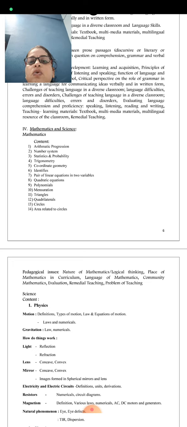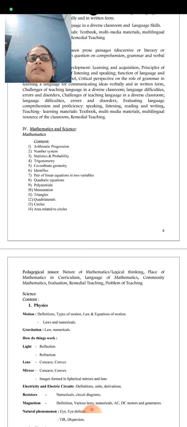Next one is coordinate geometry. This coordinate geometry is also a simple chapter, but it has many formulas. The coordinate geometry includes ordered pair, distance formula, section formula, slope, equation of a straight line, slope intercept form. For every subtopic, we have formulas. If we understand the formulas, we can easily answer these questions.